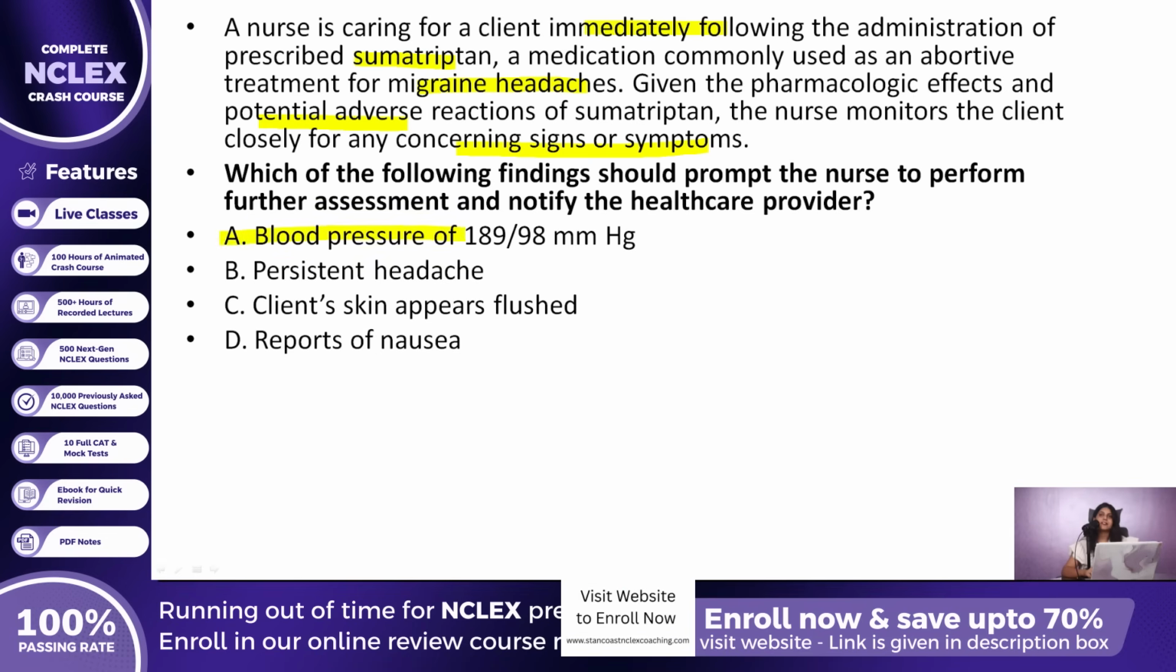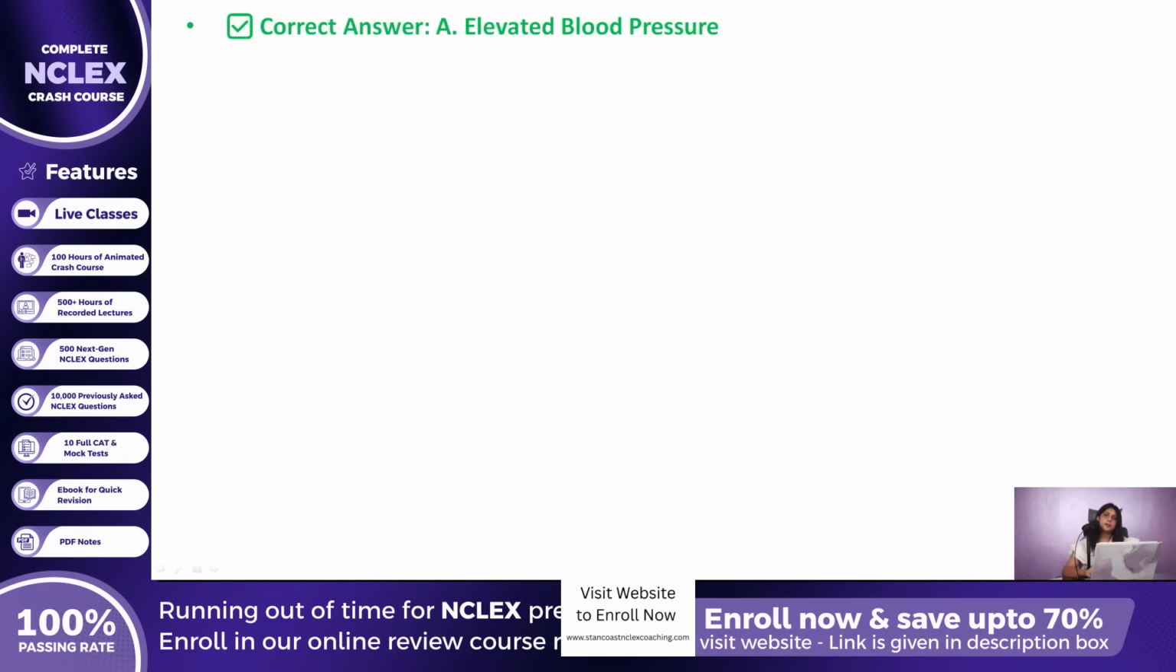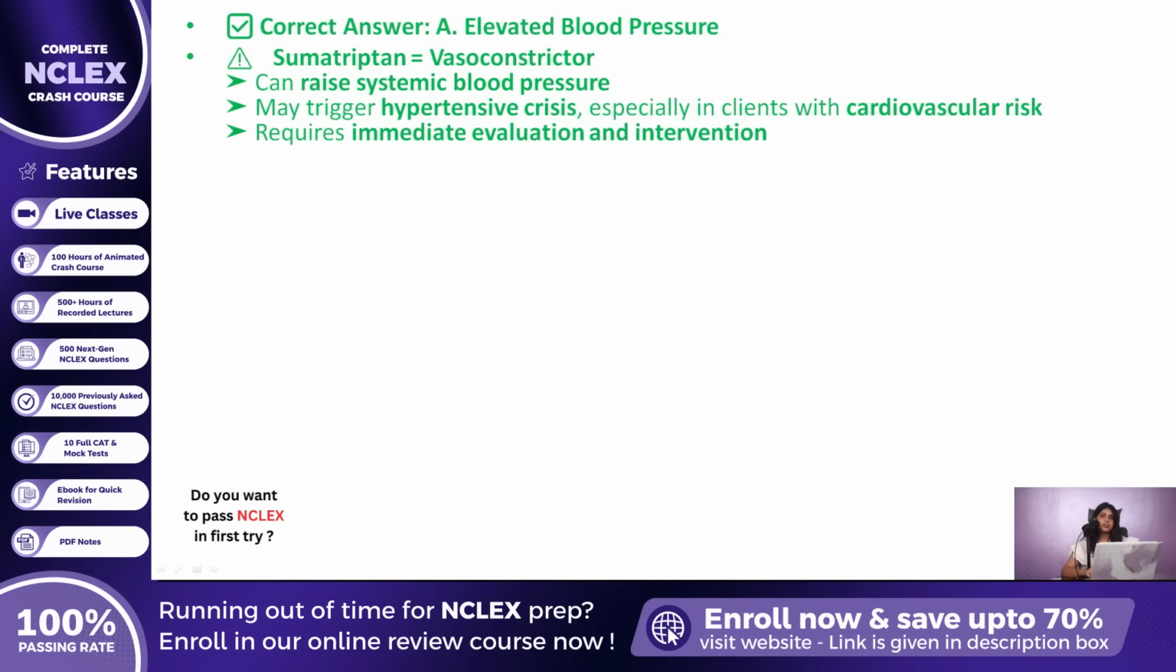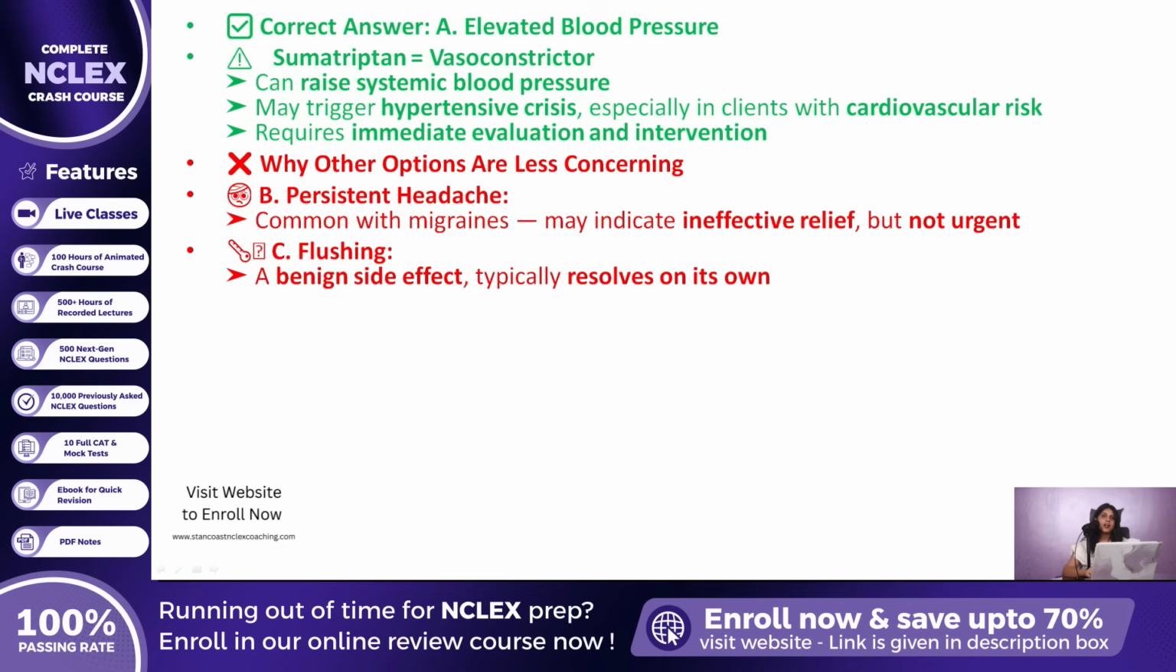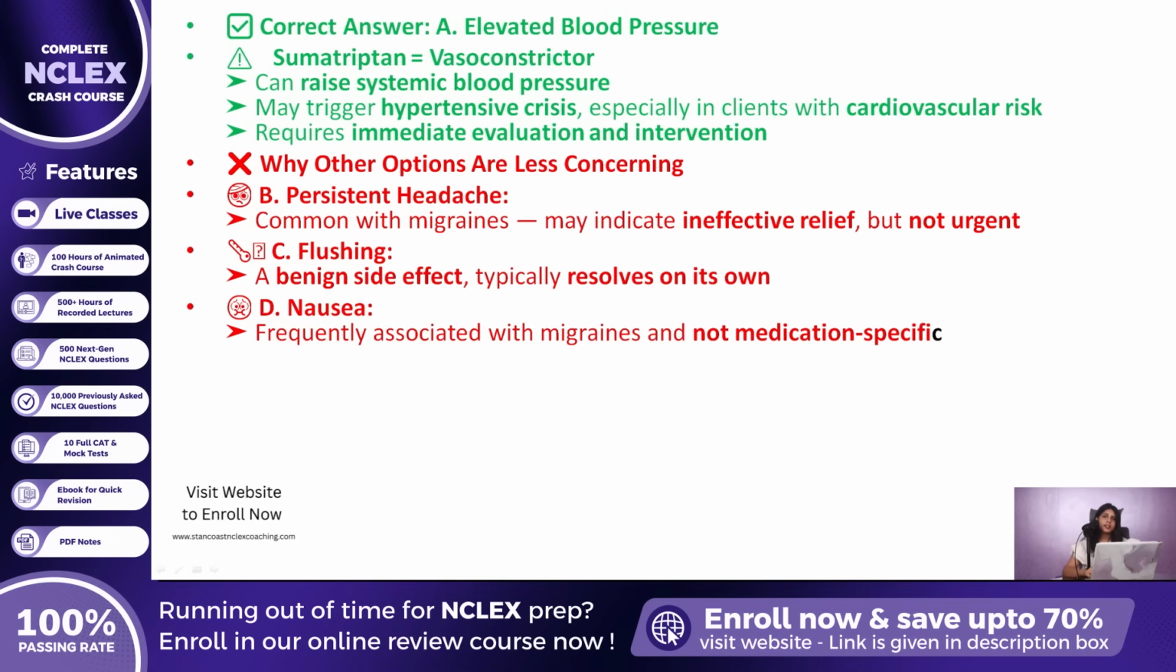The correct answer is the elevated blood pressure, as sumatriptan causes vasoconstriction, which can increase systemic blood pressure and trigger a hypertensive crisis, especially in clients with cardiovascular risks. Option B, persistent headache, is common but not urgent. Option C, flushing, is a harmless side effect. Option D, nausea, is also typical and does not require immediate intervention.